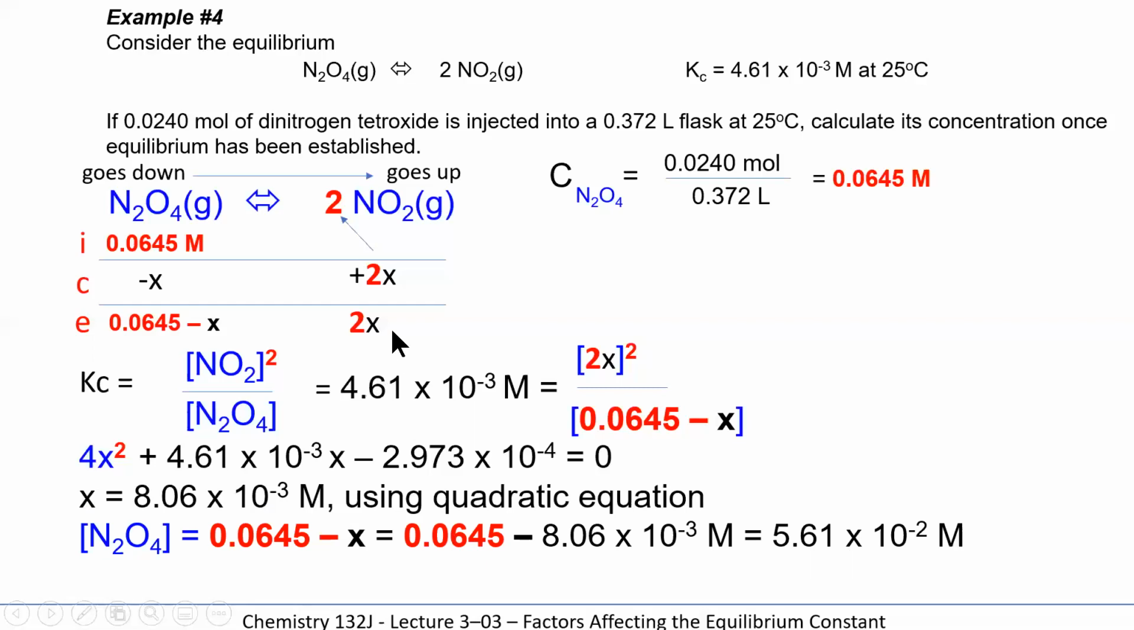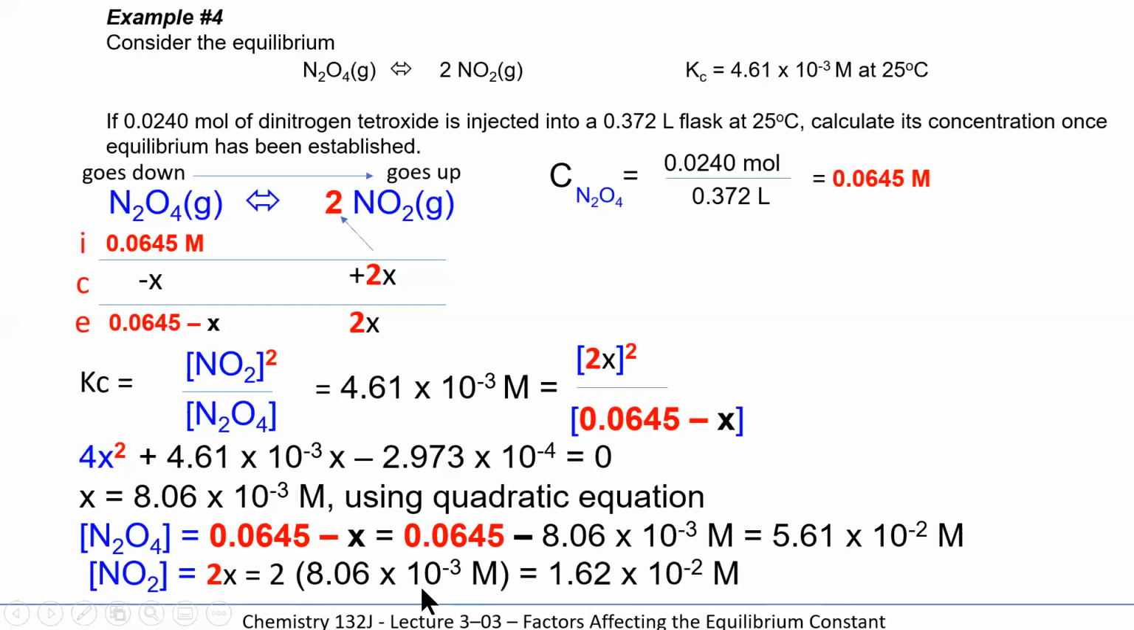Similarly, the amount of NO2 at equilibrium will be 2 times x. So 2 times 8.06 times 10 to the minus 3 is 1.62 times 10 to the minus 2.